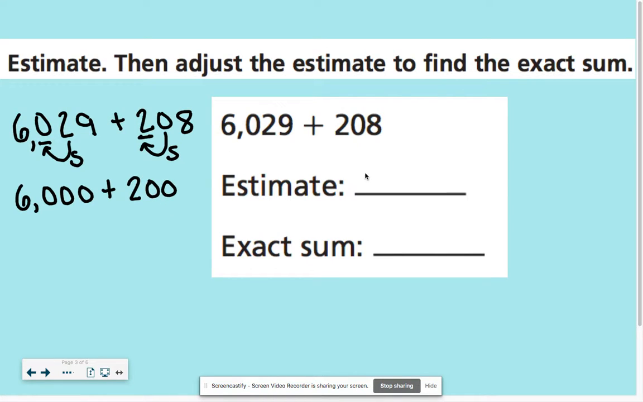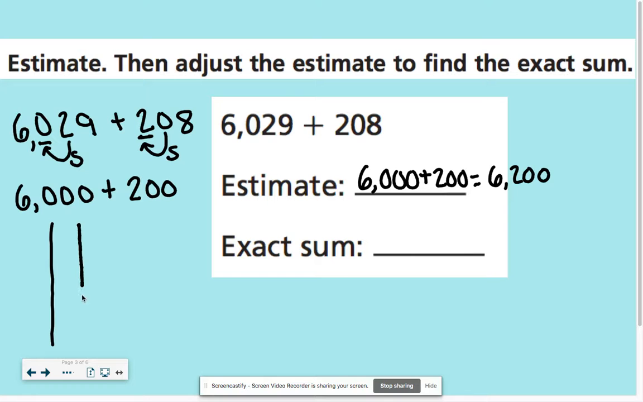When you do estimations, it is very important that you put your estimated amounts on the line to show how you came up with your answer. So 6,000 plus 200 equals 6,200. Now we need to find the exact. Again, on your paper, specially aligned paper, you have those nice lines if you turn your paper the horizontal way. So I'm going to just draw in some nice lines so you can maybe see it better. Each digit gets a space.